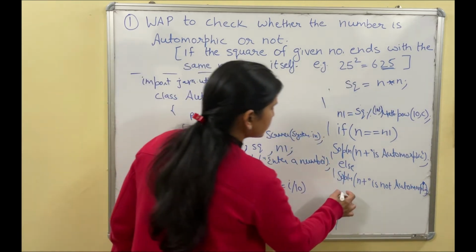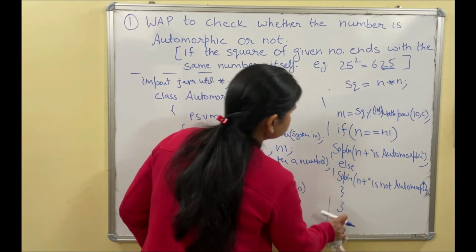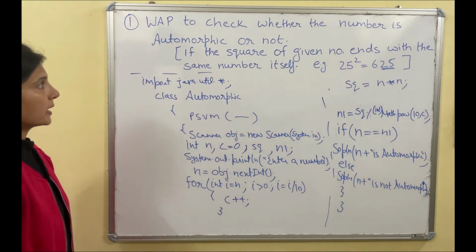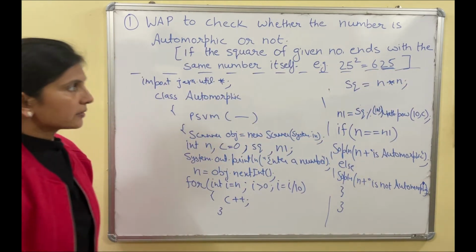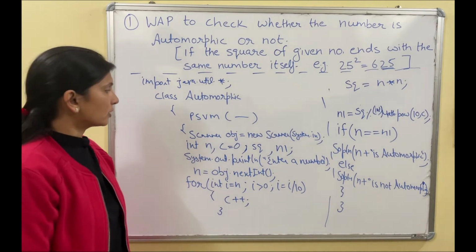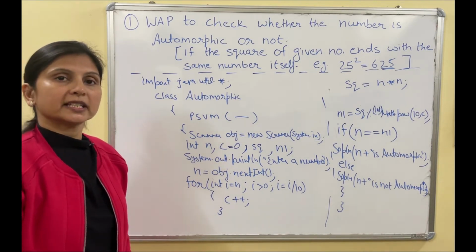I hope you have understood. Main close, class close, right? So this is the program to enter a number and to check whether the number is automorphic or not. Clear? Now we will see the next one.